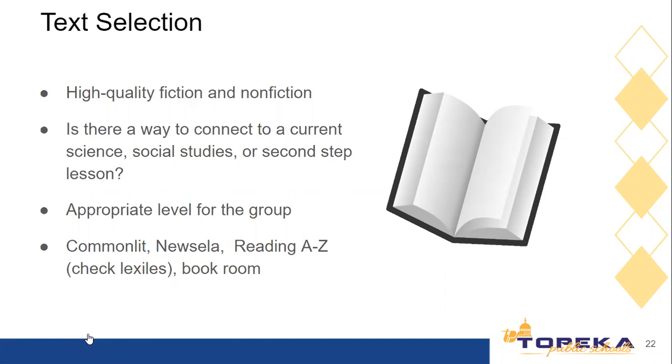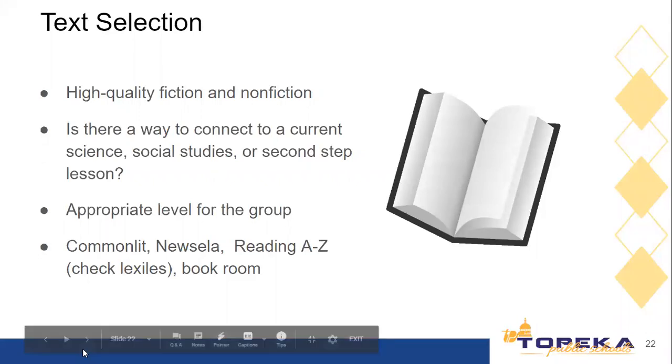Is it appropriate text for the group? Is it something that they will understand? Is it something that they have the background knowledge for? Something that you're able to build the background knowledge for? And some great places to check for text selection are your guided reading book room, Reading A to Z, Newsela, and CommonLit. These are places where you can find text for your guided reading groups.